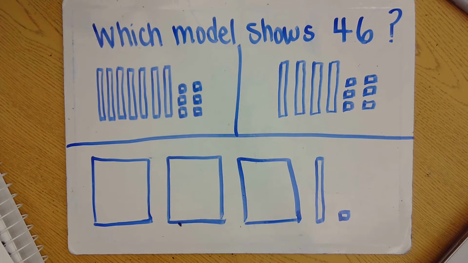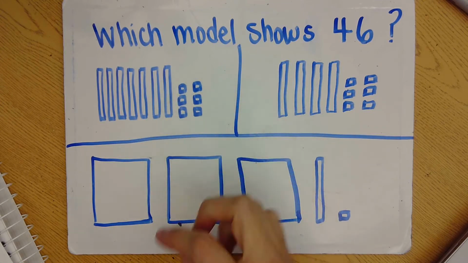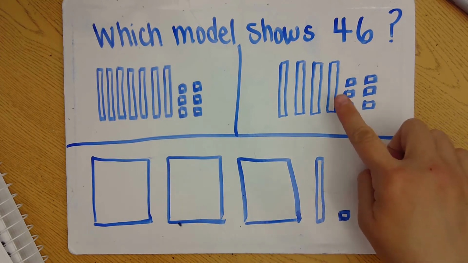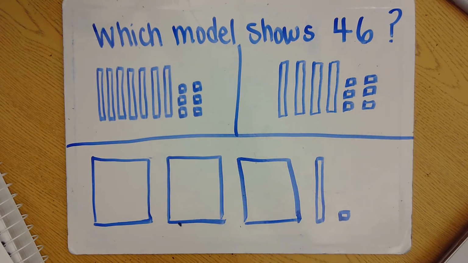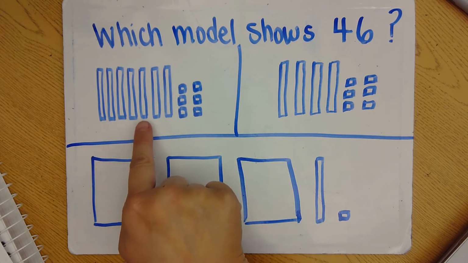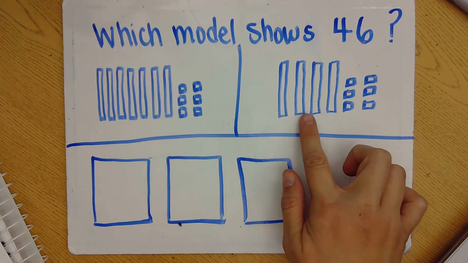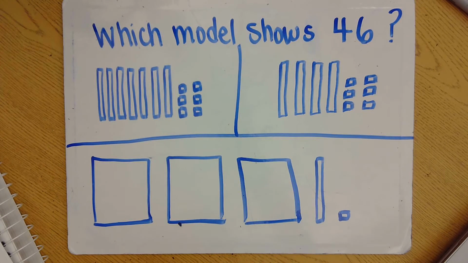46. Well, I see 6 cubes here for the 6 in the ones place. Well, I guess I need to count my longs. 1, 2, 3, 4, 5, 6, 7. That seems like too many. 1, 2, 3, 4. Well, there is a 4 in the tens place.